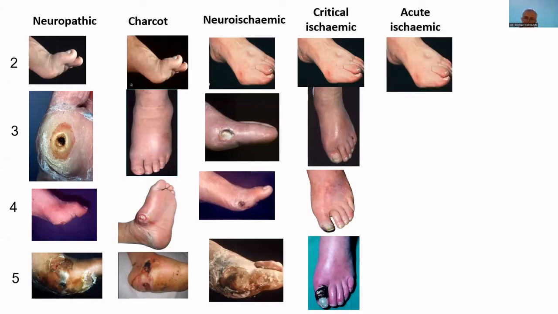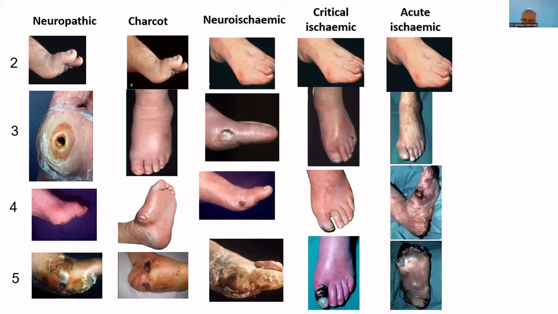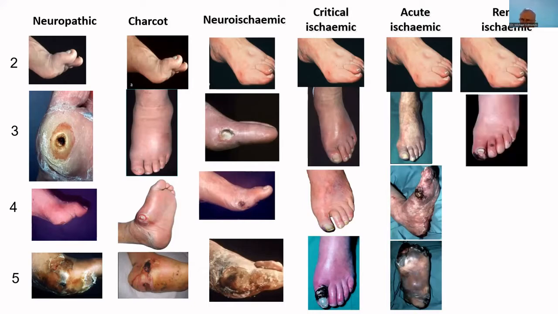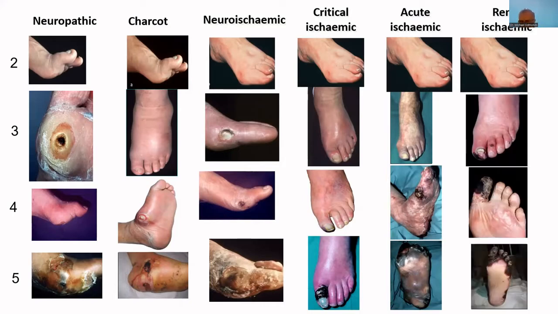And this is in contrast to the acutely ischemic foot, where there is sudden overwhelming thrombosis or embolus, and that leads to a cyanotic foot, a blue foot, a mottled foot, and then a gangrenous foot. And then finally, the renal ischemic foot, which probably deserves a pathway on its own, presenting with these very specific lesions, which then seem to progress inexorably to involve most of the foot.